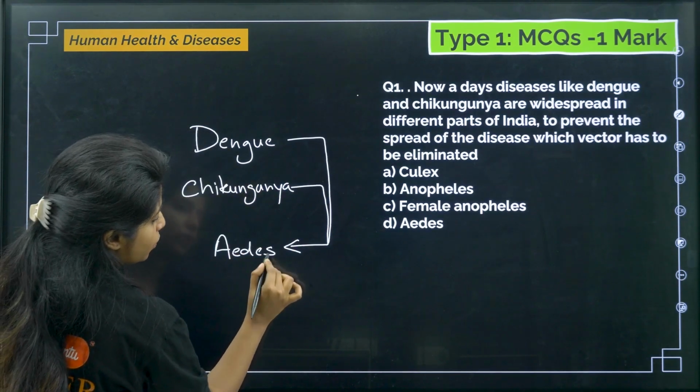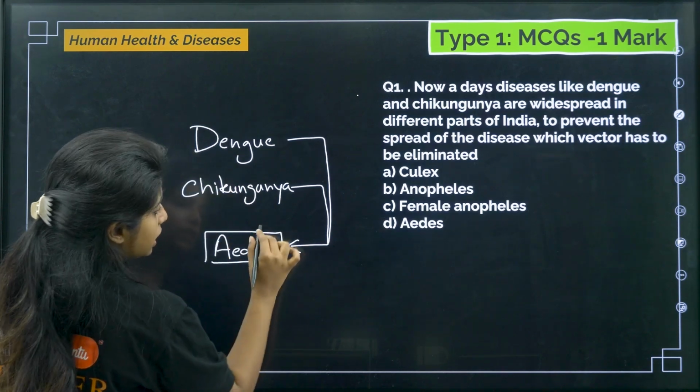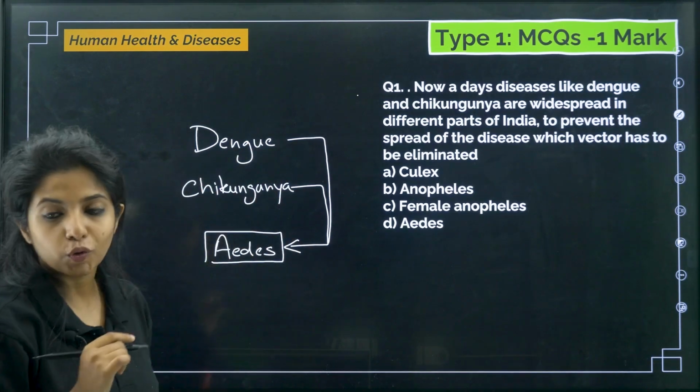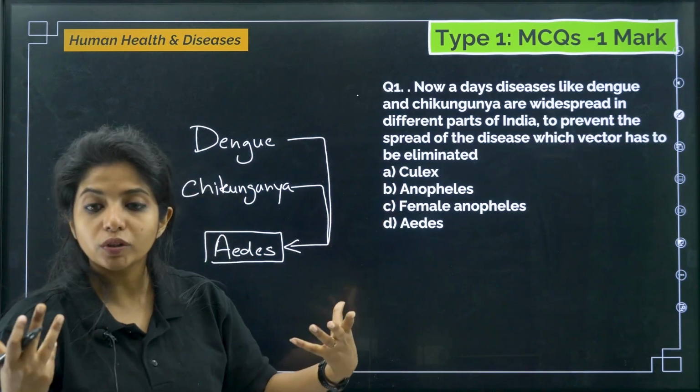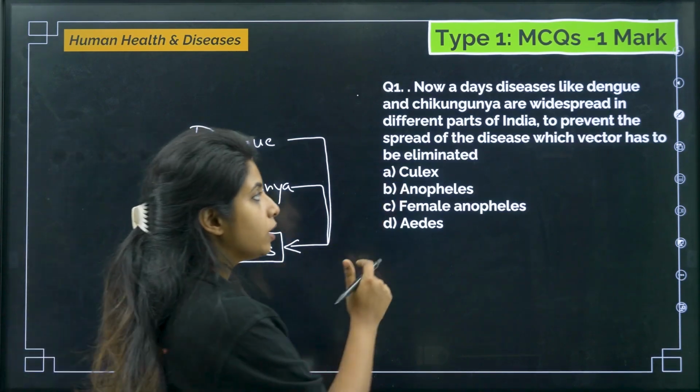It is what? Aedes mosquito. Now the Aedes mosquito comes in different varieties. One causes dengue, other causes chikungunya. Okay, now you have given different options as well. You have Culex. What does Culex cause? Culex is also a mosquito, and what does it cause, children?